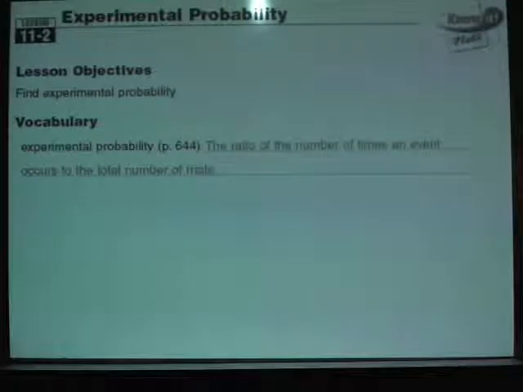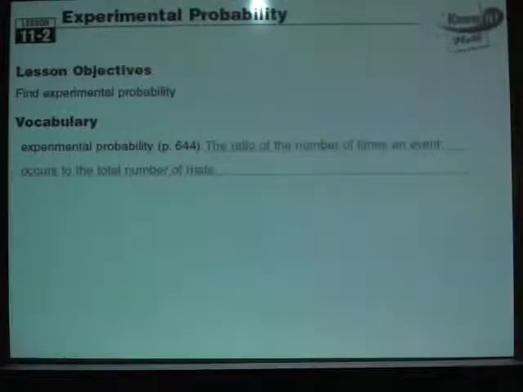Chapter 11, Section 2 in the 7th grade note-taking guide is entitled Experimental Probability. Experimental probability is the ratio of the number of times an event occurs compared to the total number of trials. What you need to know is there's two different types of probabilities: experimental and theoretical probability. And we'll get to theoretical probability soon enough. But this is experimental probability.